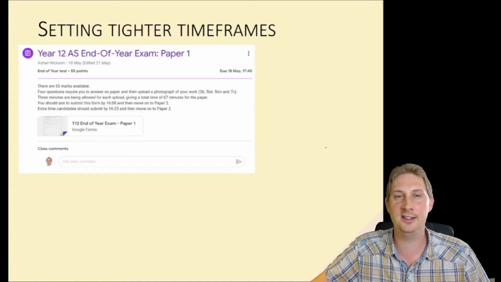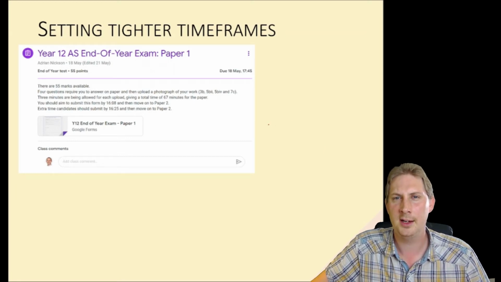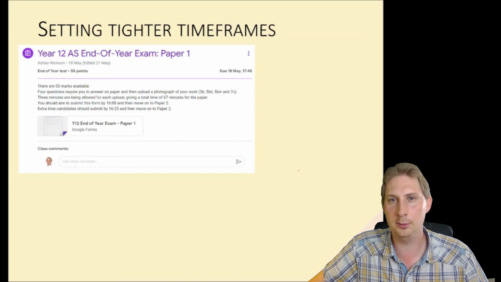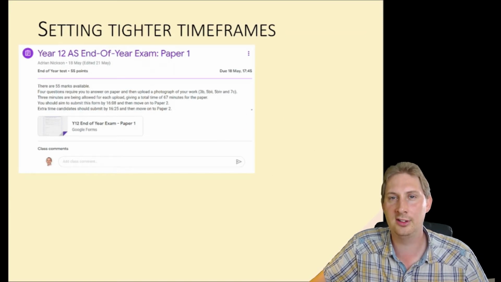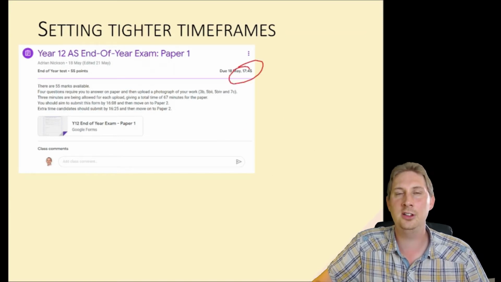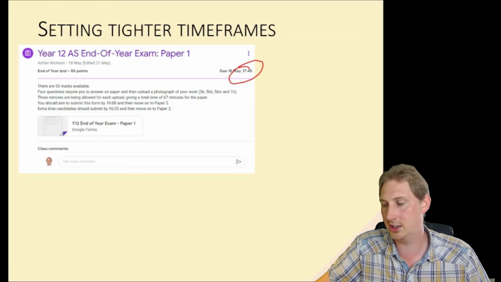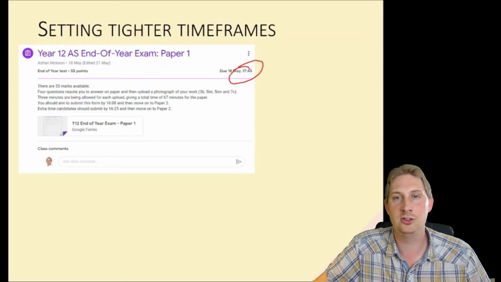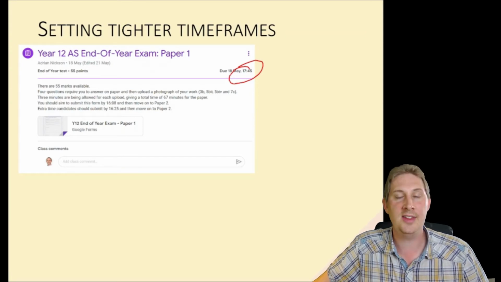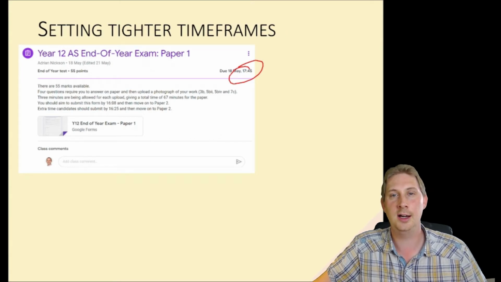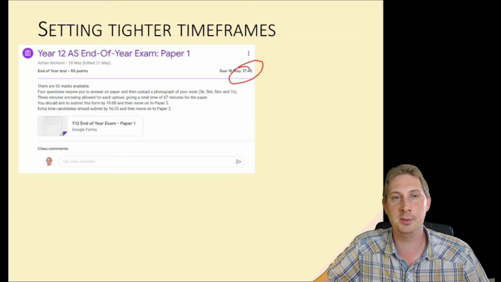You can set tighter time frames. So we wanted a test that started at 2 p.m. And for the extra timers it was due at 5:45 here. So you can set to the minute the time it's due, and you can have homeworks that come online for just 2 hours if you need them to all do the test at the same time. And that's what I did with the Year 12s. I had a test that came online at 2 o'clock with submission certainly by 6 o'clock.